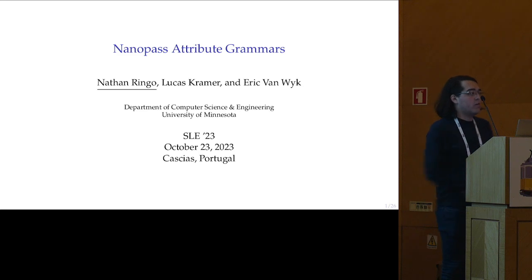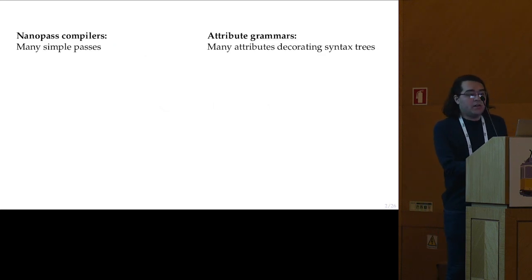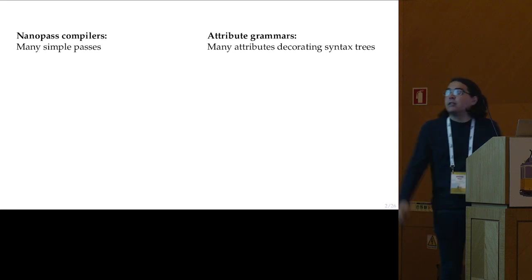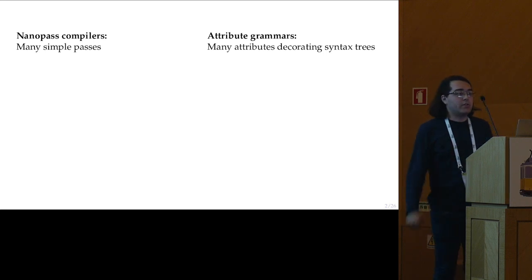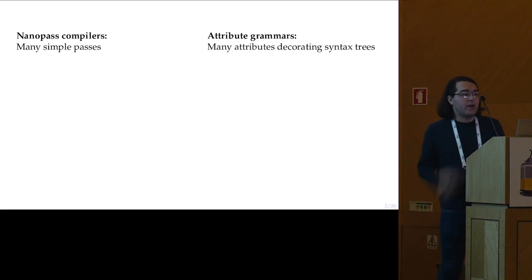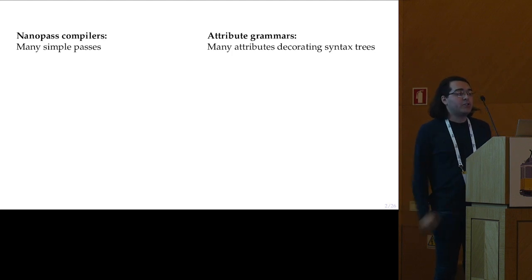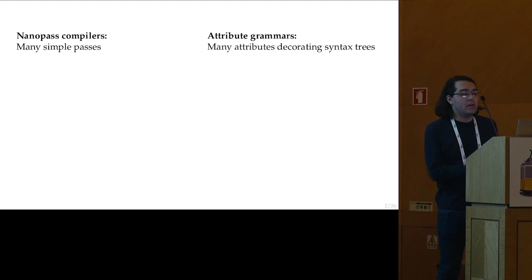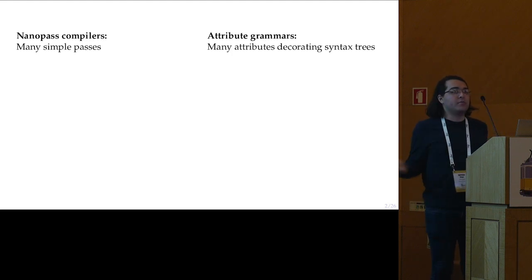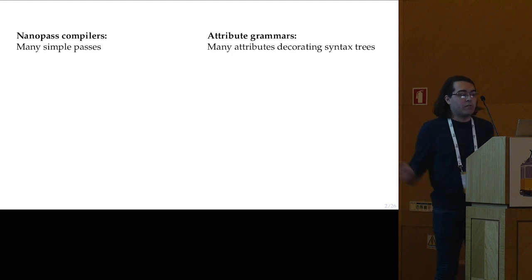This is joint work with Lucas and Eric. And yeah, there are these two approaches that exist in the literature, Nanopass compilers and attribute grammars. In Nanopass compilers, you're trying to design a compiler as the composition of a lot of tiny, simple passes. In attribute grammars, on the other hand, you've got your one big syntax tree, and you've got a bunch of attributes decorating it, and you use these to perform analyses.